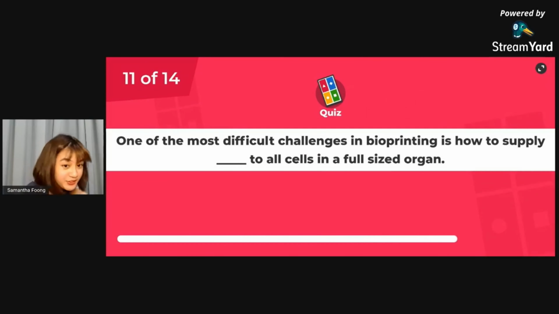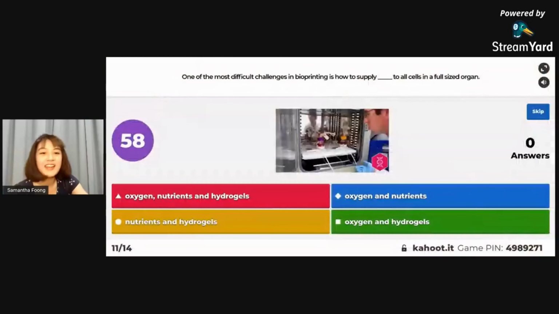Okay, one of the most difficult challenges in bioprinting is how to supply blank to all cells in a full-sized organ. And remember, the faster you answer, the more points you get. So you have a chance to knock the lead out of the leaderboard. And there will be 2 winners today, so it's not just one person getting a prize. Okay, 2 more people.